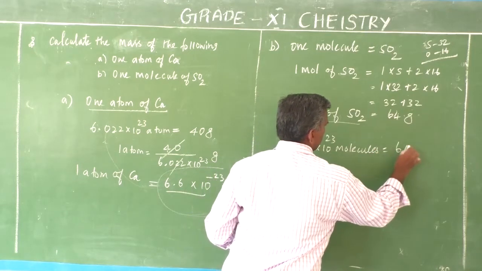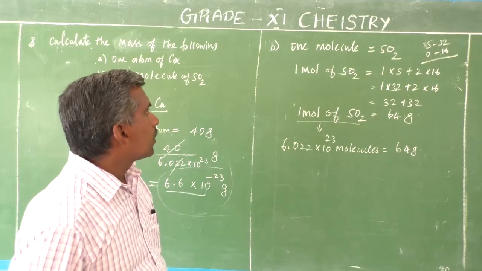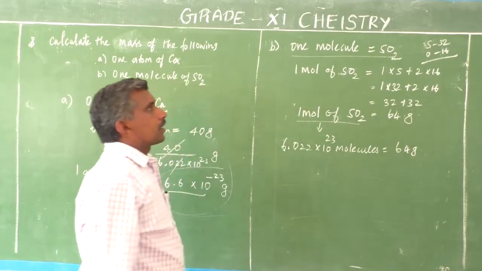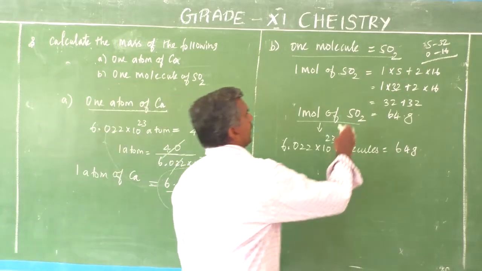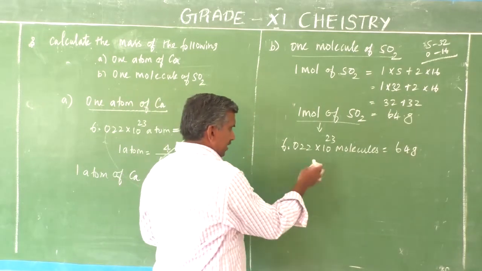Equal to what is the weight? 64 gram. What is the weight? 64 gram. Now what is the question? The weight of 1 molecule of sulfur dioxide. 1 mole of sulfur dioxide weight. So this is a parameter.